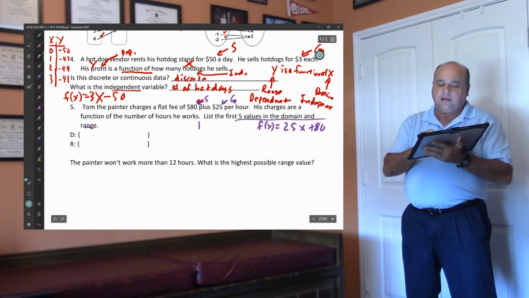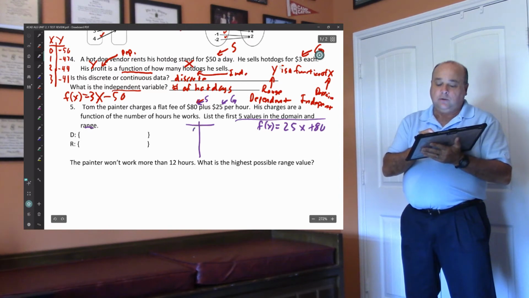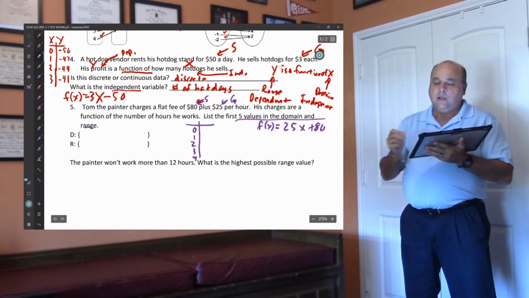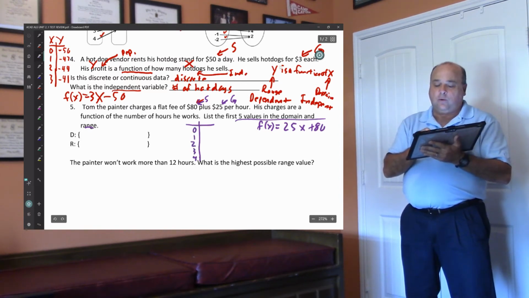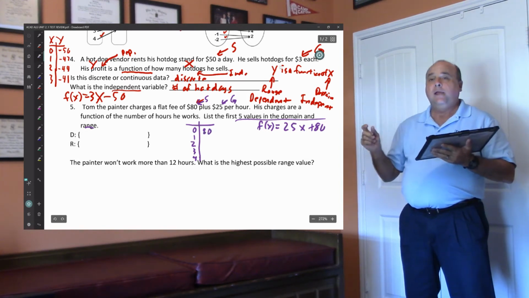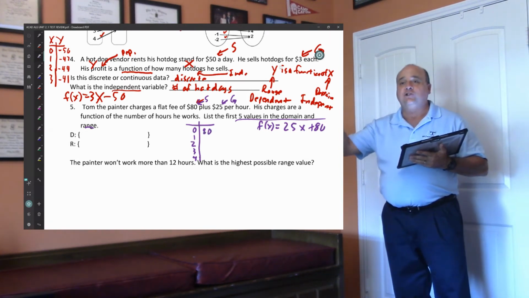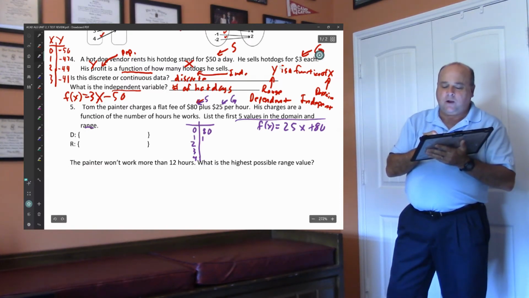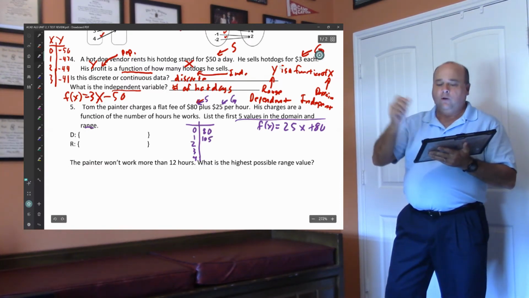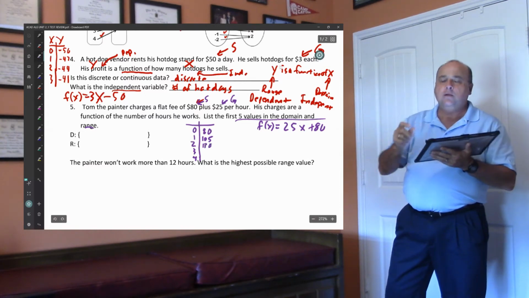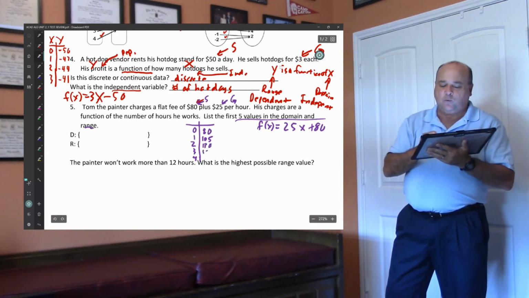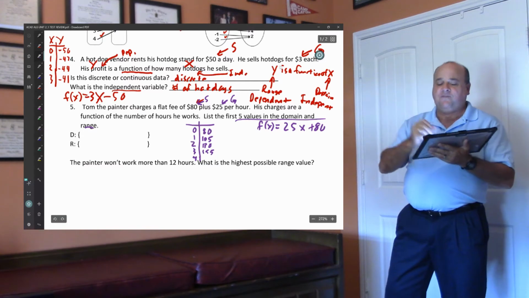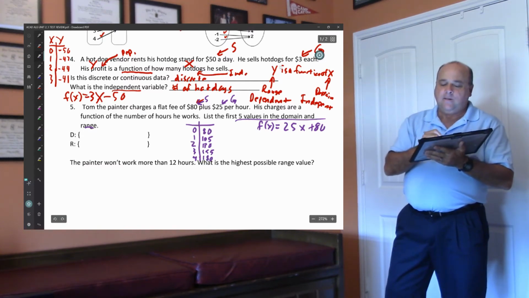Okay, so we'll make a t-chart here. Let's put 0, 1, 2, 3, 4. At 0 hours, he makes $80, doesn't he? Now then, we're going to grow the 80 by 25. So all you got to do is just keep adding 25. So 80 plus 25 is 105. 105 plus 25 is 130. 130 plus 25 is 155. And 155 plus 25 is 180. This would be my domain. This would be my range, would it?